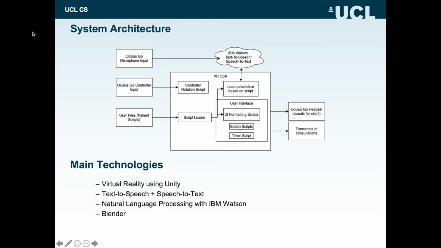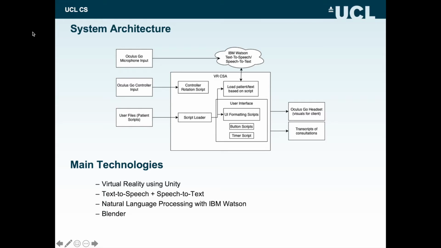So our system consists of three main inputs. One of the main inputs is the microphone input, and this is uploaded to the IBM Watson cloud to allow text-to-speech and speech-to-text. Then we have the Oculus Go controller input. So this is our VR. Oculus Go is our VR headset. So we have the controller input, and we also have the user files, which are essentially the patient scripts.